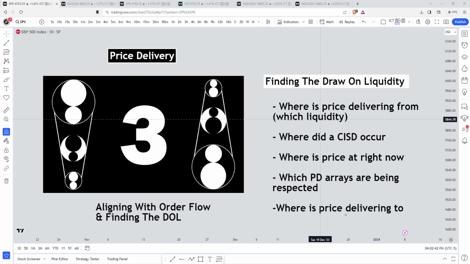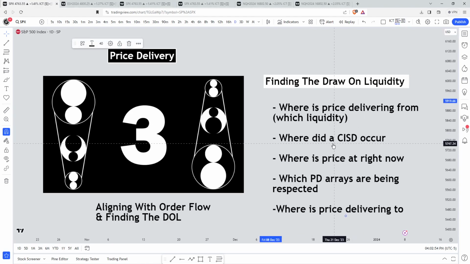Which level of liquidity? Did it take out buy side liquidity and expand lower, or did it take out sell side liquidity and expand higher? If it took out buy side liquidity and expanded lower, where did a change in the state of delivery occur? Or where did a bearish order block form? Or the opposite. If it took out sell side liquidity and expanded higher, did a bullish change in the state of delivery occur? Okay, I like to see, if that occurred, where is price at right now, and which PDRAs have been respected so far and which are being respected. If I can answer these questions, usually I could figure out where price is delivering to.